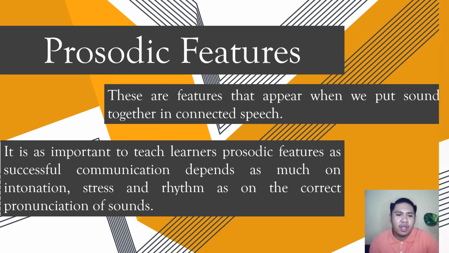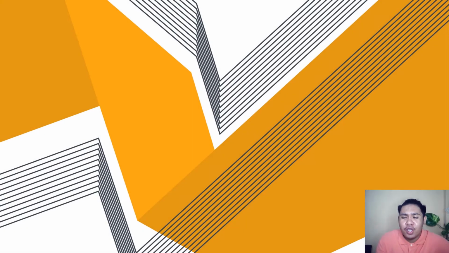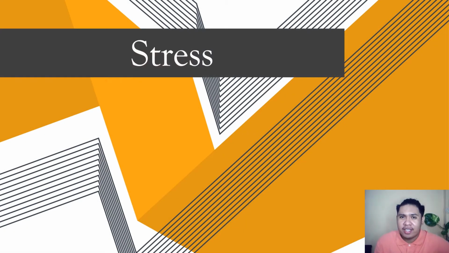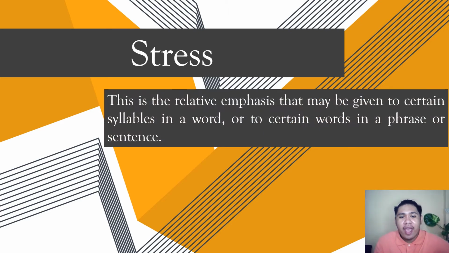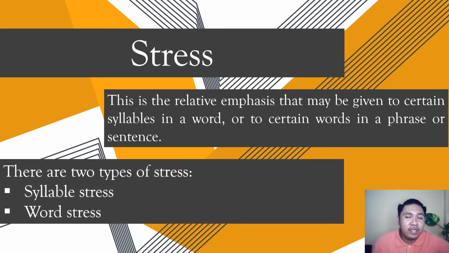So first we're going to have stress. What exactly is stress? Stress is the relative emphasis that may be given to certain syllables in a word or to certain words in a phrase or sentence. There are actually two types of stress, the syllable stress and the word stress.